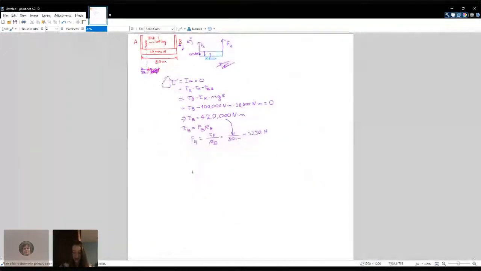Okay, so now we have the force provided by pillar B. So what we want to do now is, if pillar B holds 5,250 newtons of the weight, how much does pillar A hold? Okay, so now we have to figure out, how are we going to find the force of pillar A now that we have the force of pillar B?